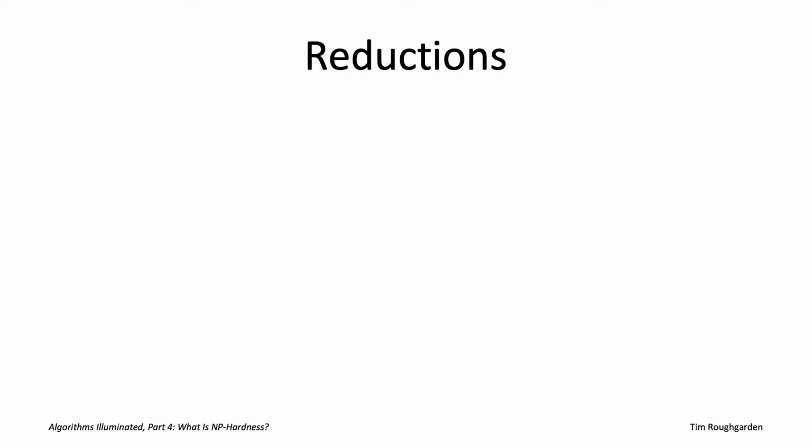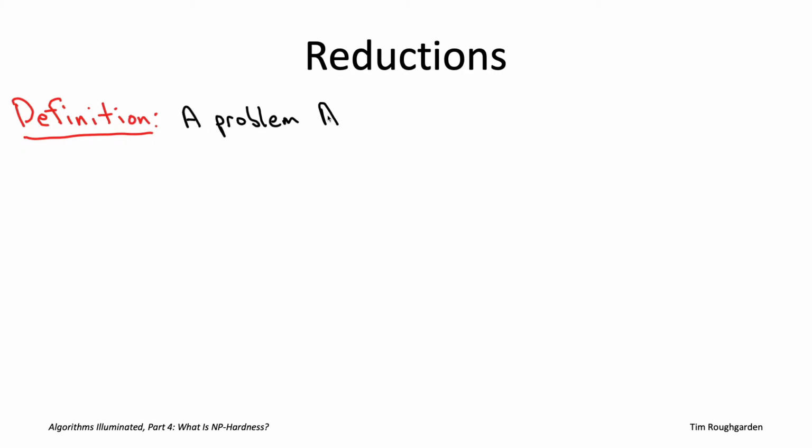So as you might guess, if you have one problem which is NP-hard, and you have a second problem which is at least as hard as the first, then that second problem is itself NP-hard. That all sounds very reasonable, but what does it actually mean? In particular, what does it mean to say that one problem is at least as hard as another? That's a concept we can make precise using the idea of a reduction. So what's a reduction between two problems?